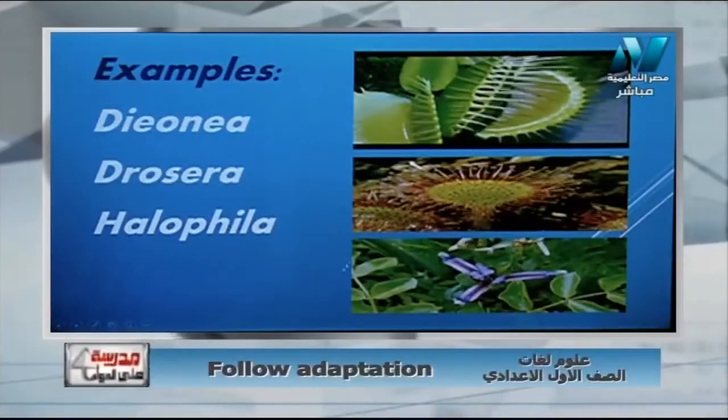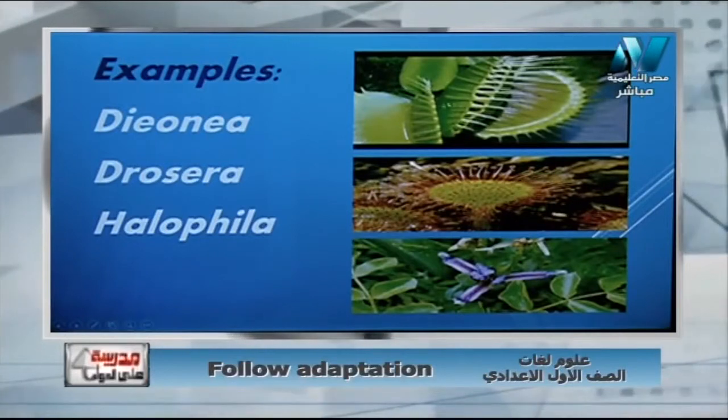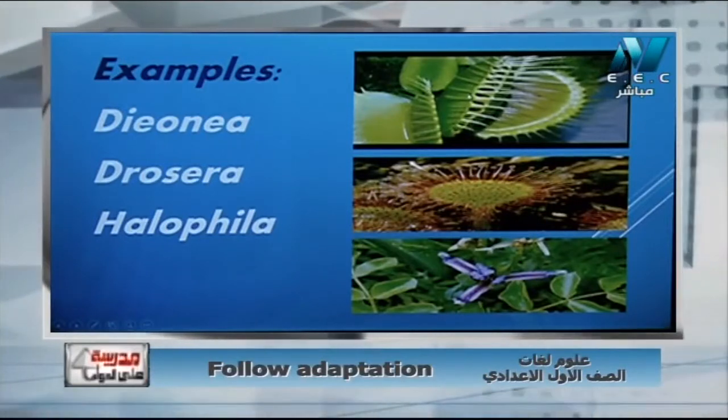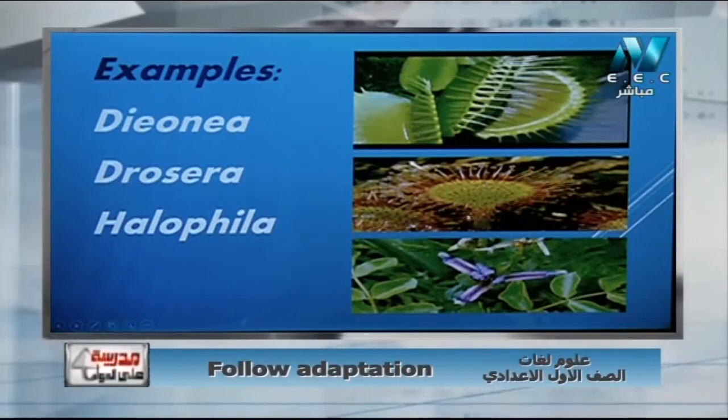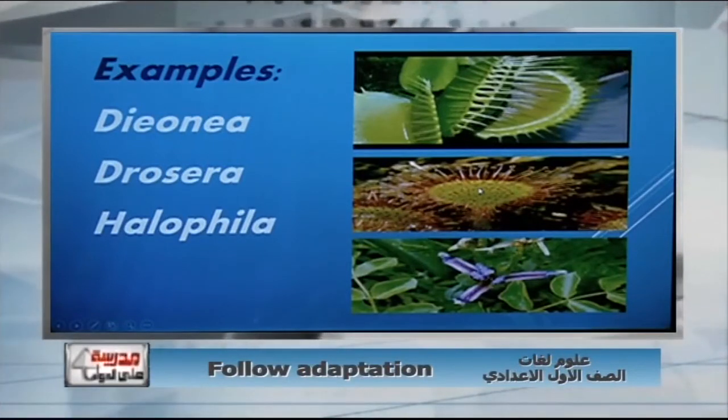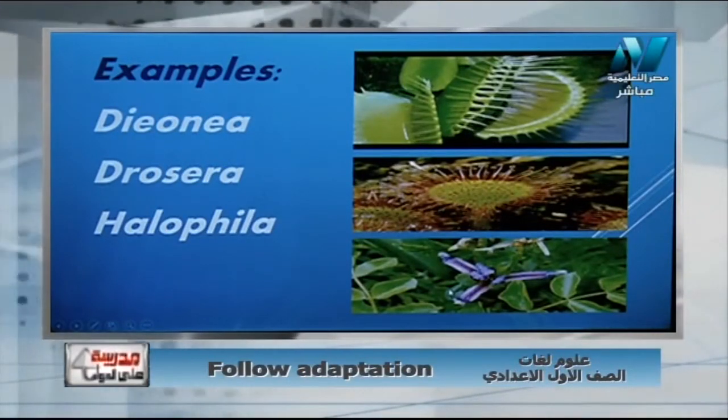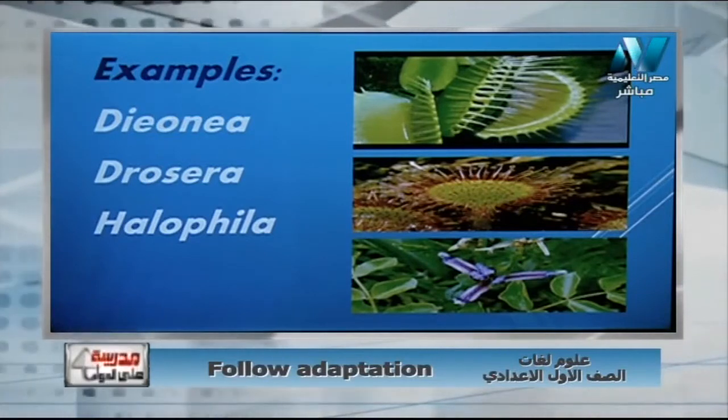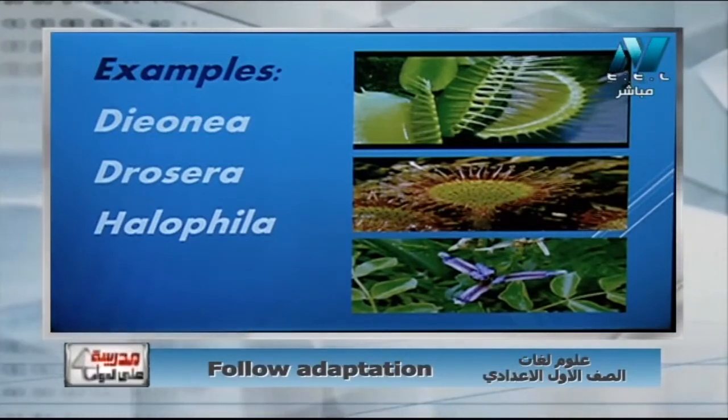Examples, as you see, my dear student. Number one, Dionaea. It can open and close. Number two, Drosera. Number three, Halophila. Examples for insectivorous plants: Dionaea, Drosera, and Halophila.